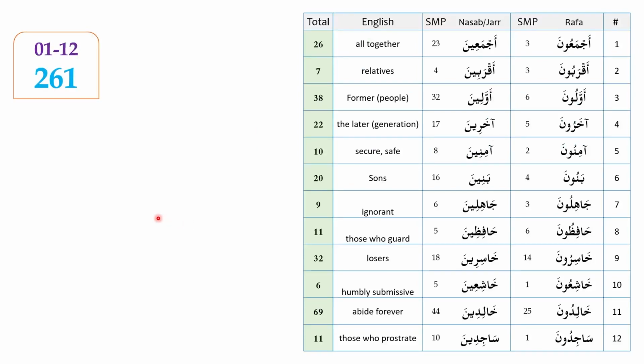The list of the 12 words and the 2 versions of them each are here on the screen. Please take a screenshot and do write them down in your own notebook. This will help you recognize 261 words of Al-Qur'an.